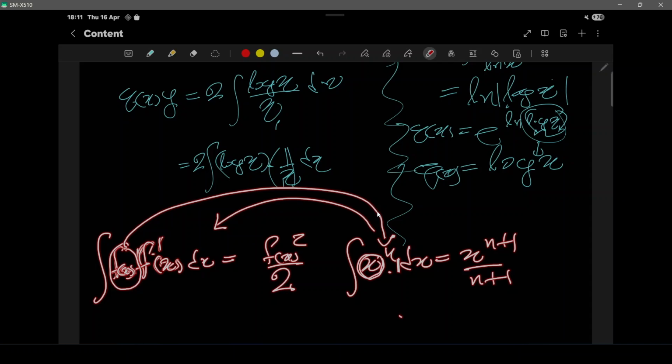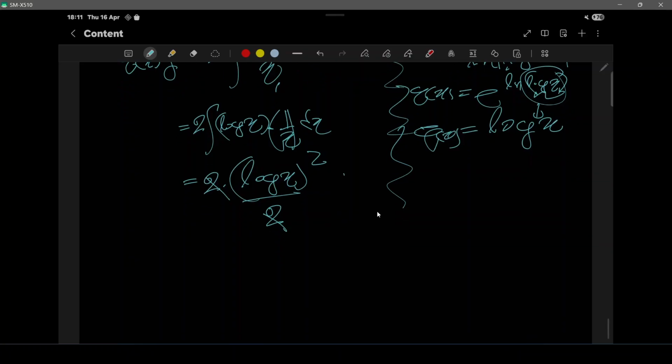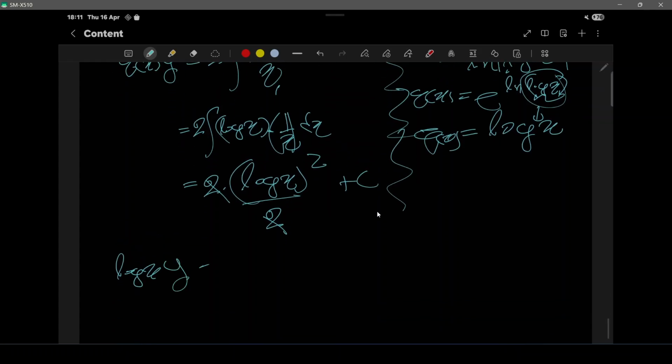So if we apply that rule to this problem, we have log x and its derivative multiplying it. So we just have to do log x squared over 2 here. These two terms are cancelling out. There is a constant here. So the answer is log x times y is equal to log x squared plus 6. So this is the answer.